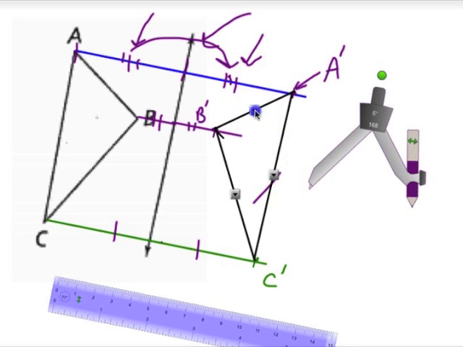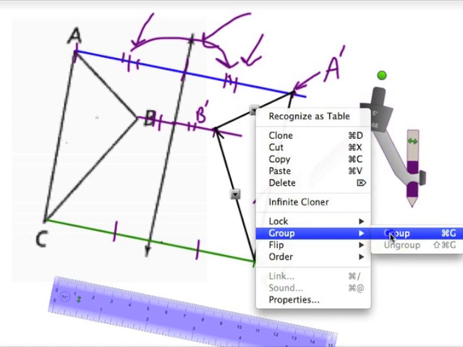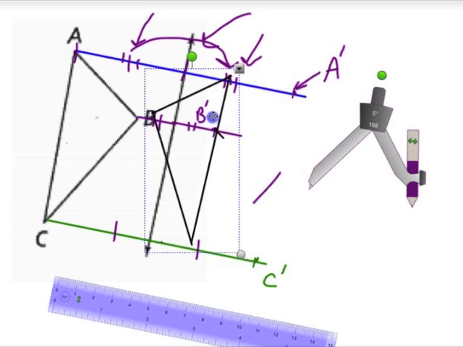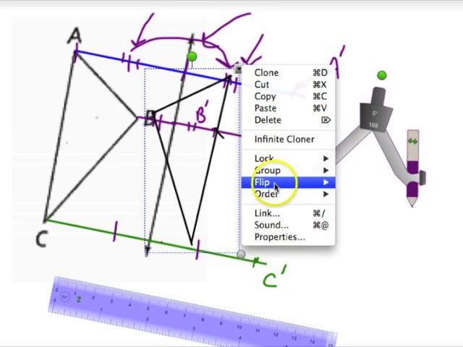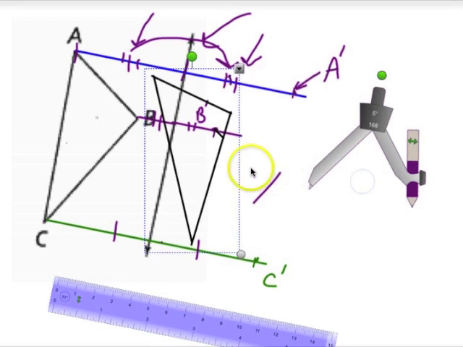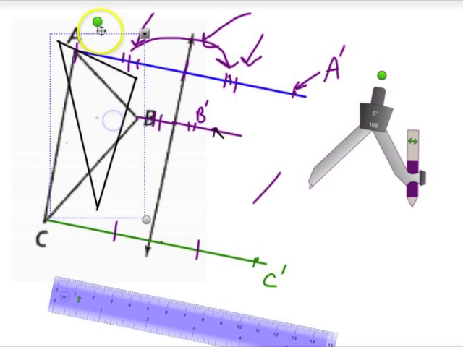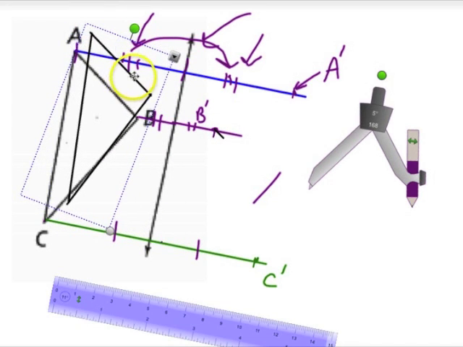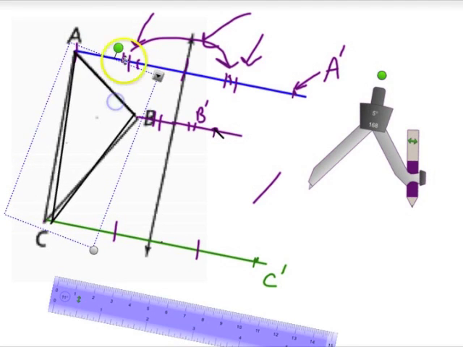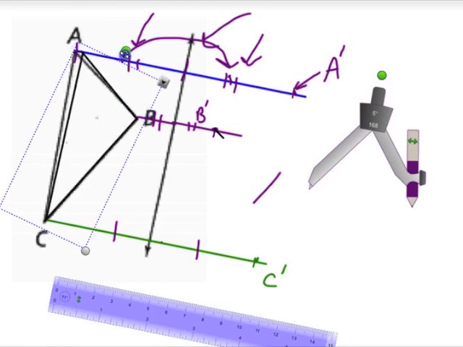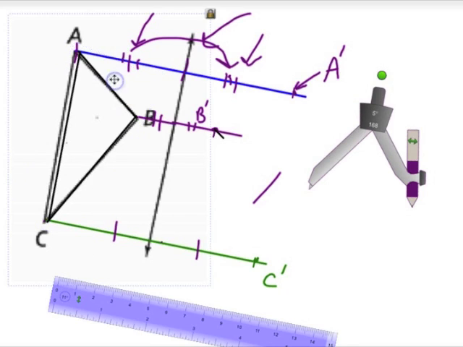Okay, so I've got those three. I'm going to group them together. And now look what I can do. I can actually rotate this image. I can flip it left to right. And now I can start to come up here, and if I'm really good, I can get this to sit right on top of the other one. And so you can see it's a little off, and they're always going to be just a tad off. But you can see that these two triangles are congruent.